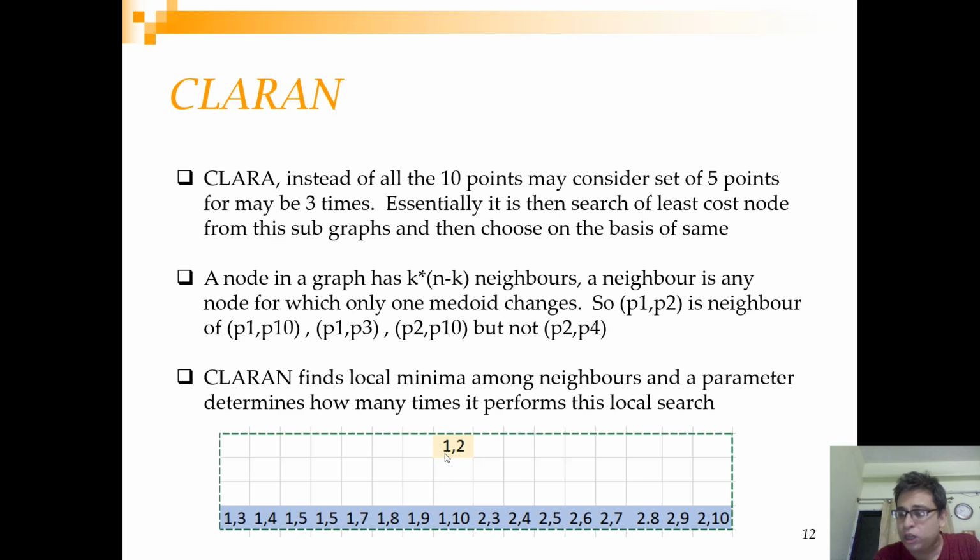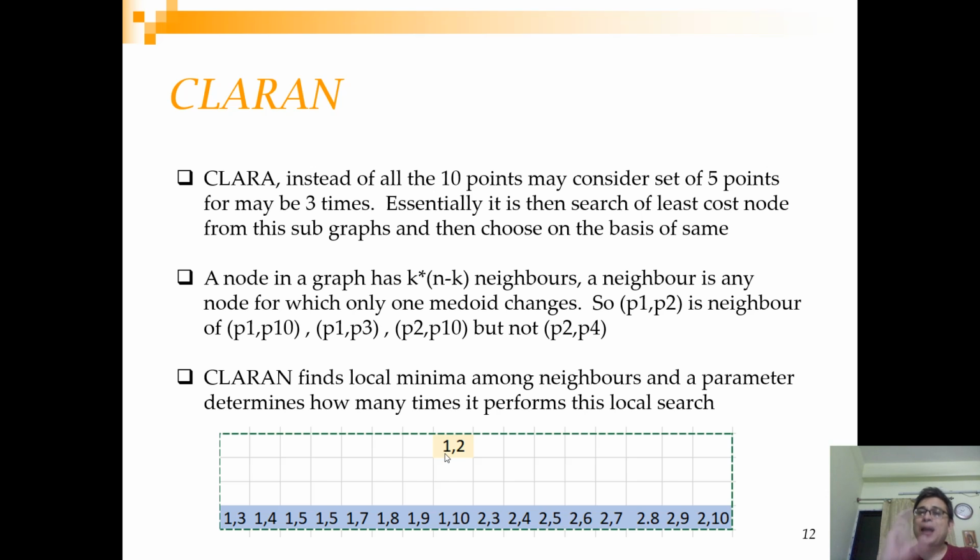So CLARANS starts from a random node, which is a random solution of medoids, and then it does a local search. The local search means it tries to find the best neighbor, which differs only by one medoid. It picks the best among those. This gives you a local minimum.